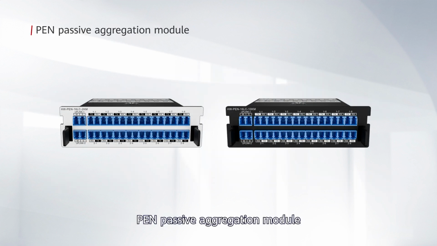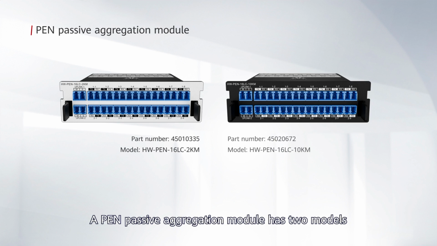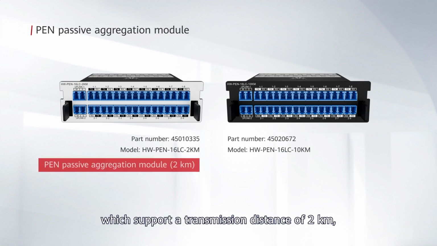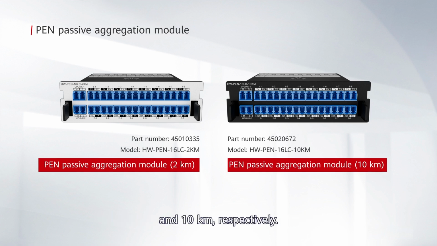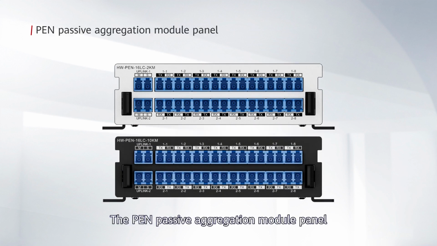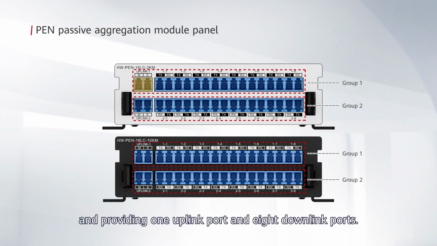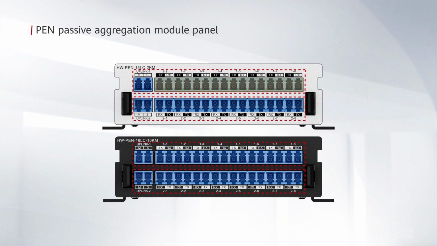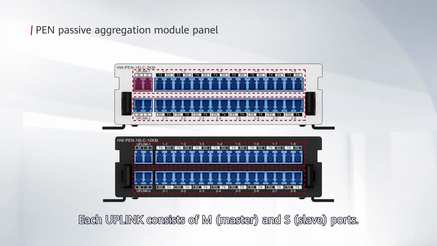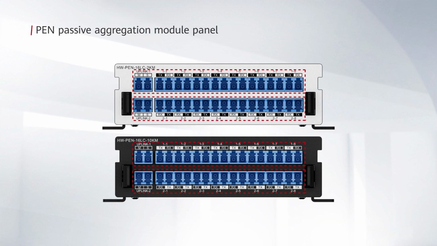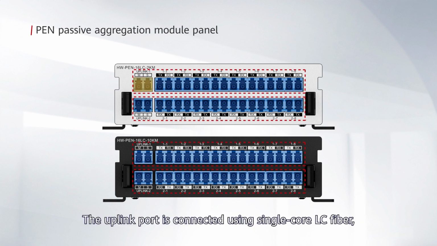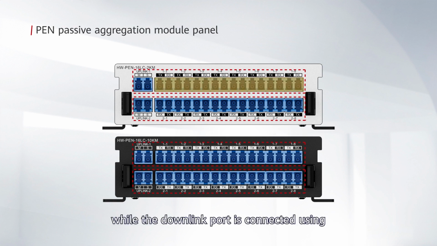PAN passive aggregation module. A PAN passive aggregation module has two models which support a transmission distance of 2 km and 10 km, respectively. The module panel offers two port groups, each supporting one channel of up to 8-way passive optical splitting and providing one uplink port and 8 downlink ports. Each uplink consists of M master and S slave ports. The uplink port is connected using single-core LC fiber, while the downlink port is connected using dual-core LC fiber.